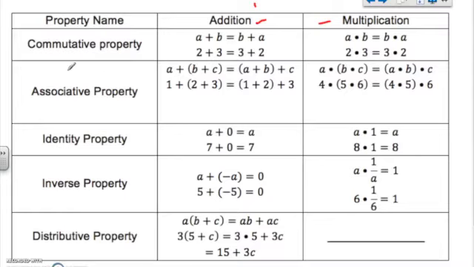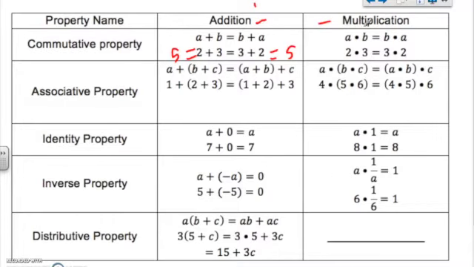The first property we're going to talk about is the commutative property. The commutative property states that it doesn't matter what order we add or multiply something in, it's going to come out to be the same. So for example, 2 plus 3 is equal to 5, and 3 plus 2 is also equal to 5. It doesn't matter which way we add it, it's going to come out to be the same answer. In general, we can state that by saying A plus B is the same thing as B plus A.